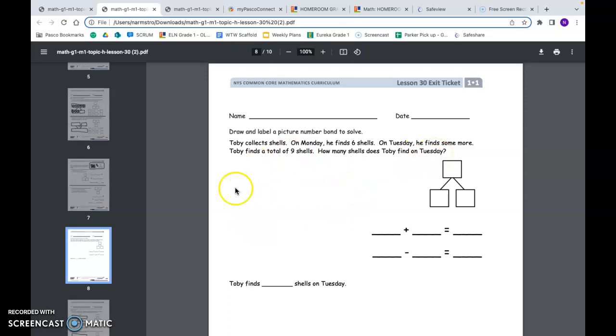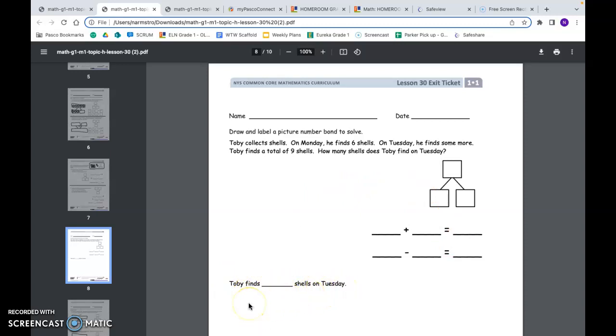First thing I want you to do is start with that picture number bond to match this word problem up here. Then create your number bond, and then your addition and subtraction sentences to match, and then fill in your answer right here. Toby finds blank shells on Tuesday.